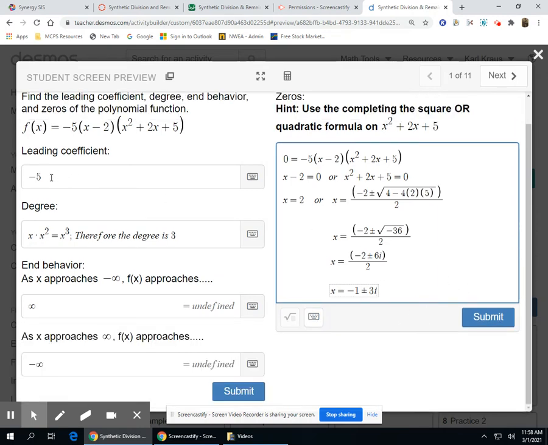So reviewing the answers for the warm-up, leading coefficient -5, the degree is 3. The left-hand behavior approaches infinity, right approaches negative infinity. The zeros: x equals 2 and x equals -1 plus 3i and x equals -1 minus 3i.